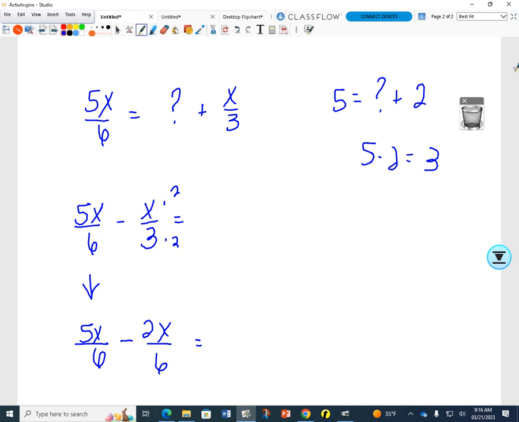Now that we have like denominators, keep the denominator, add or subtract the numerators. That's going to give us 3x. But now we can simplify. Final answer should be x over 2. Right? 3 divided by 3 is 1. 6 divided by 3 is 2. So 1 times x is x over 2. So this is the other number. If we add x over 2 to x over 3, we'll get 5x over 6.